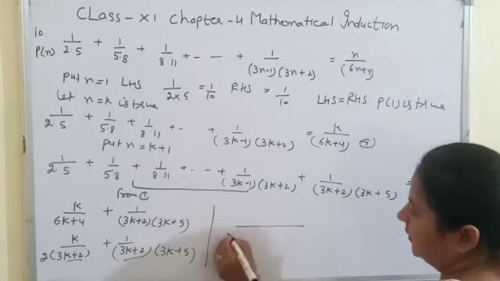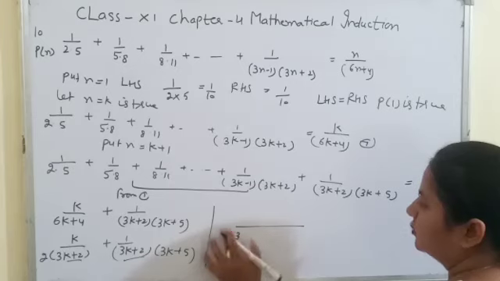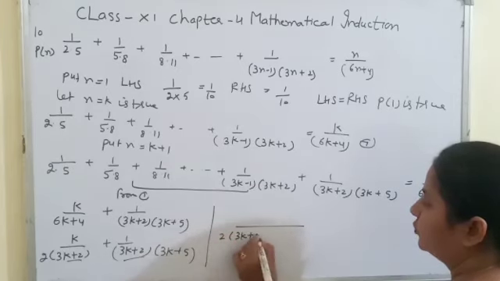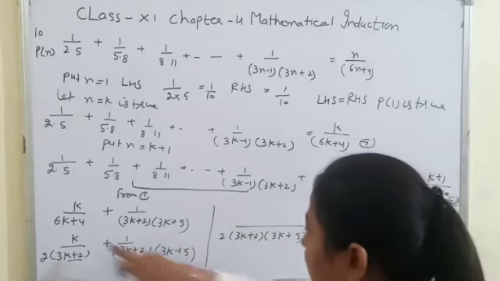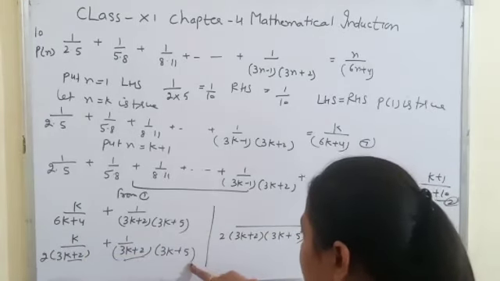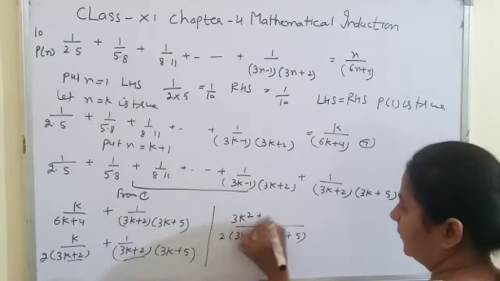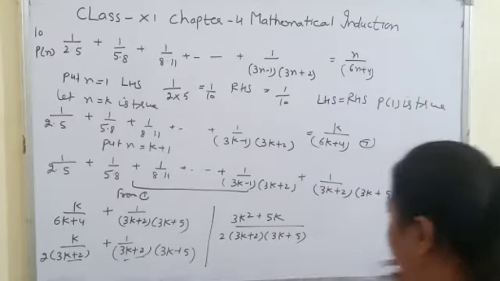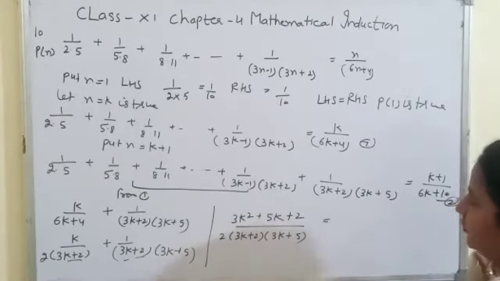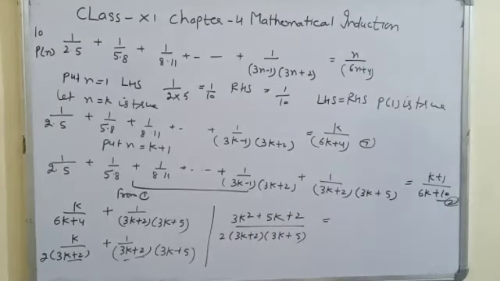Its LCM is 2 into 3k plus 2 and 3k plus 5. So 3k we will multiply by 3k plus 5 by the k. So it will become 3k square plus 5k, and here we will multiply it by the 2. It means we have to make the factors for 3k square plus 5k plus 4 by splitting the middle term.